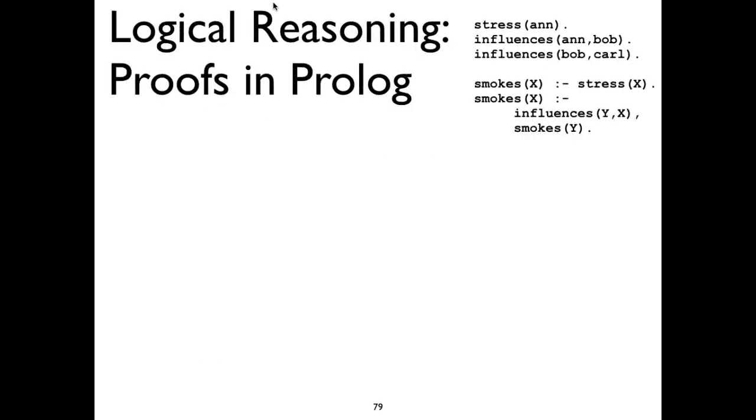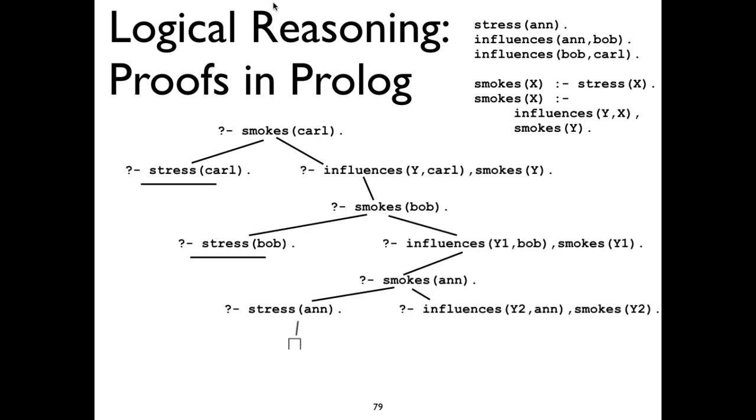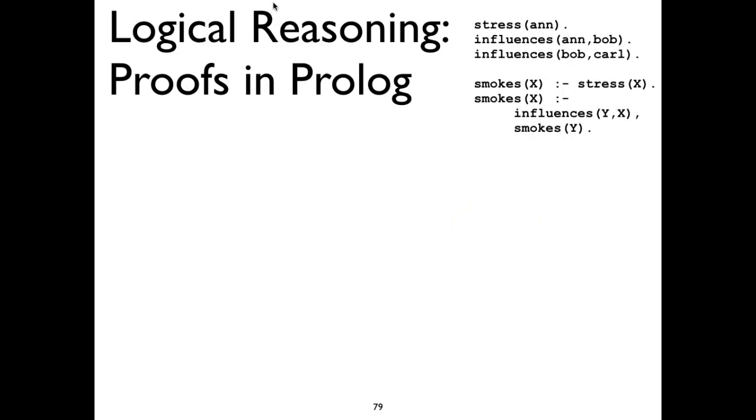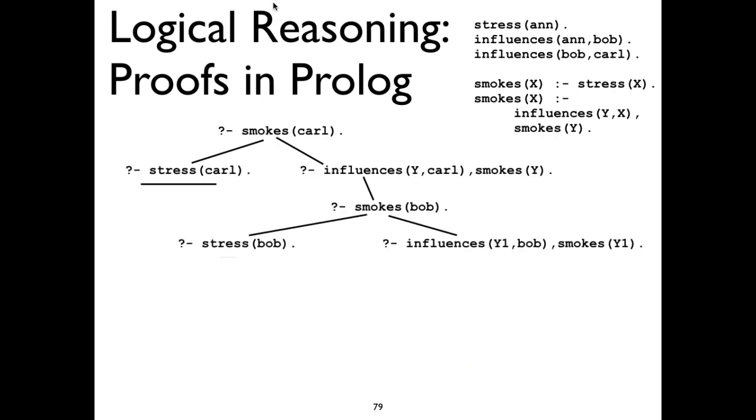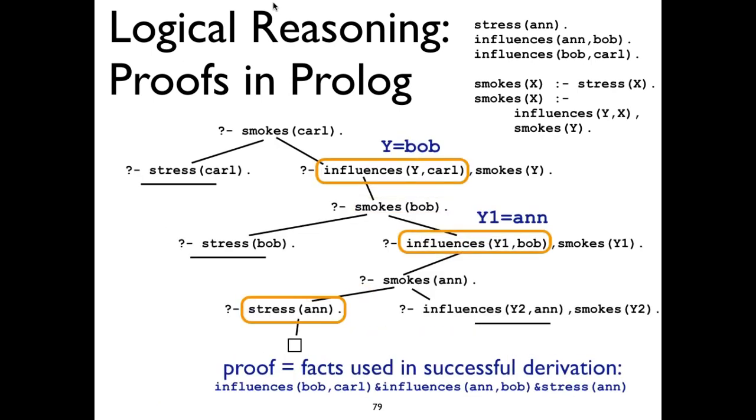Let me first illustrate what the problem is. If you look at a proof theoretical perspective, if you look at this program, then basically you can build proofs for that. And so here you've got these facts and you've got these rules again.